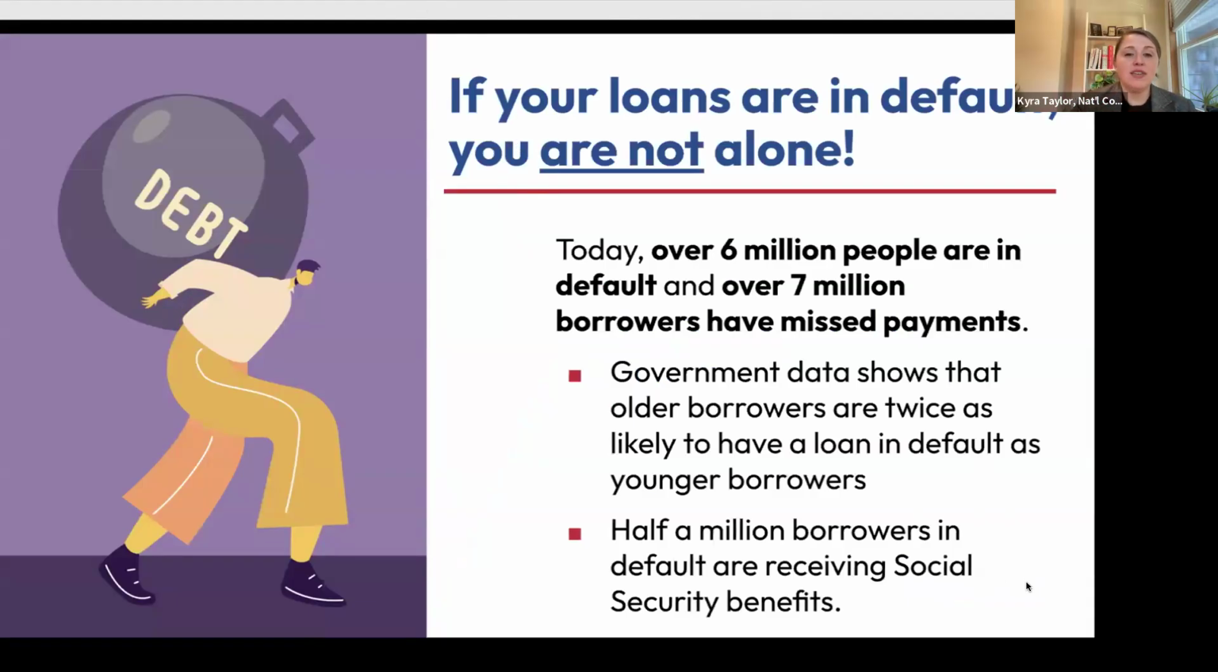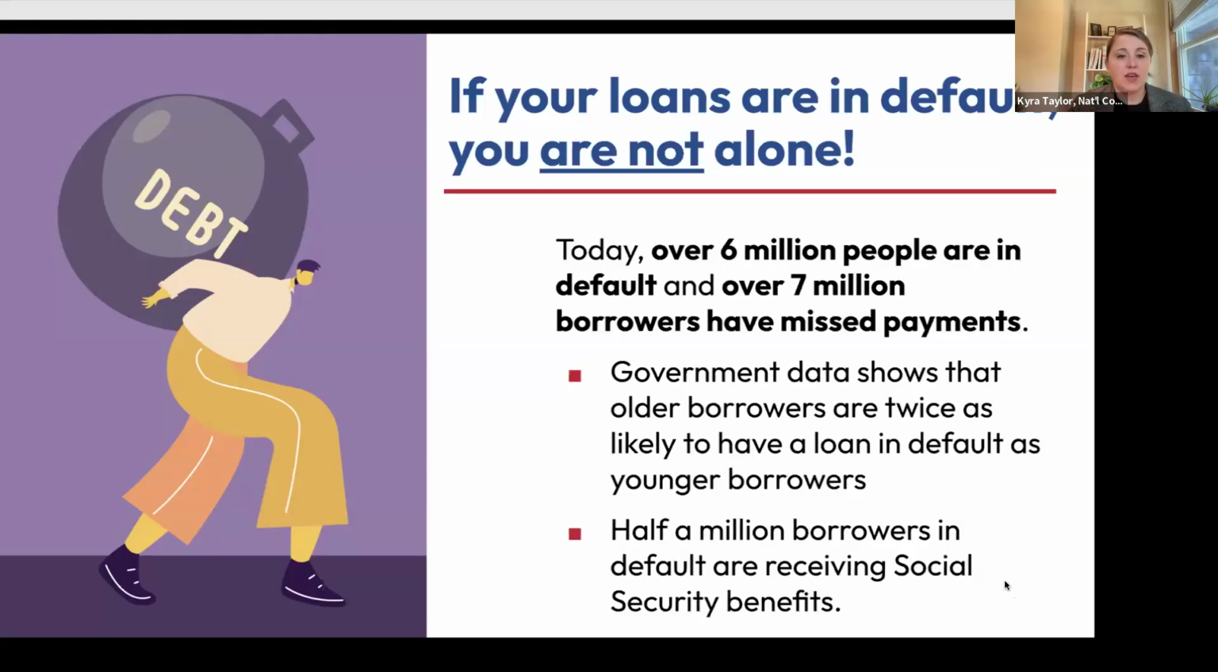So today there are over 6 million people that are in default and over 7 million people who have missed payments and are about to default on their federal student loans. That is a significant portion of the federal student loan portfolio. That's almost 1 in 4. So if you find yourself in default, you are not alone at all.